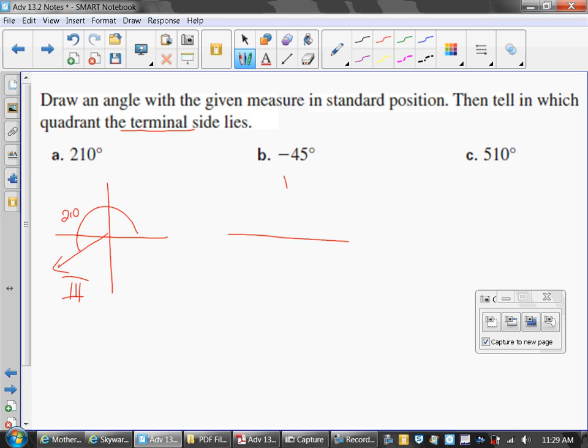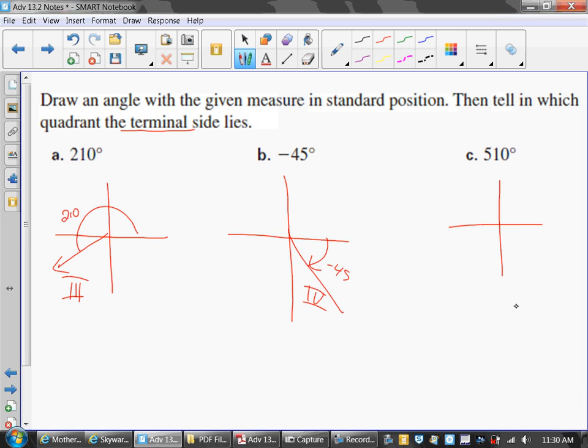Okay. Negative 45, I'm assuming it will look like this. And it's quadrant 4. And then 510, lastly. 510 means we go around 360. Is it here-ish? So that's quadrant 3. I'm sorry, quadrant 2. Not so bad?